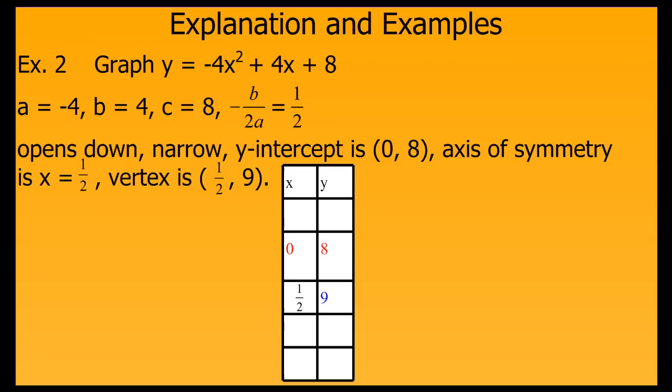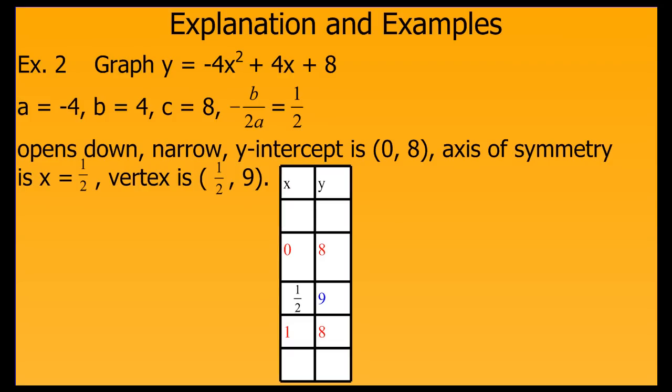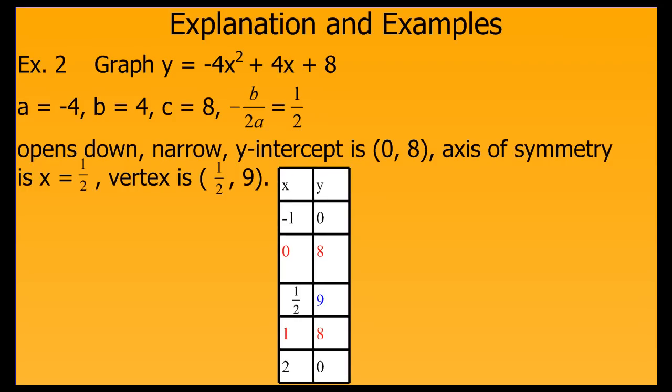We immediately know that we have another point at (1, 8) due to symmetry. Since (0, 8) was 1/2 unit away from our vertex, we know we have a point 1/2 unit the other way. I now pick another point, x equals negative 1, and calculate the point (negative 1, 0). Due to symmetry, I know I'll also have a point at (2, 0). Now I can graph it fairly easily. Here's what my finished graph looks like.